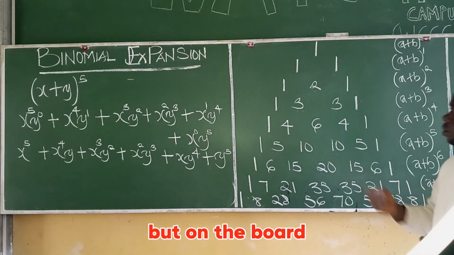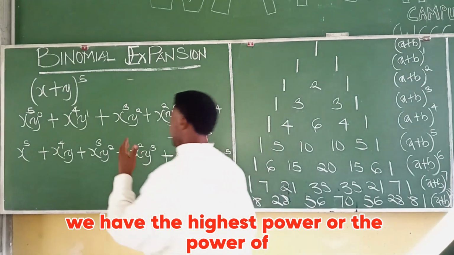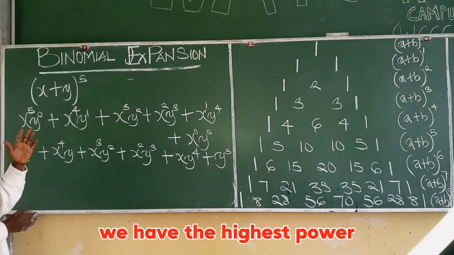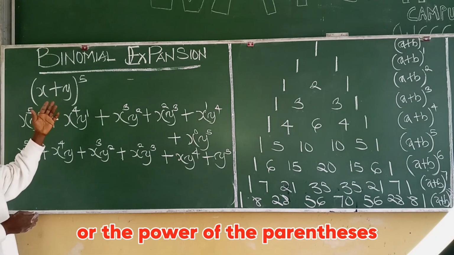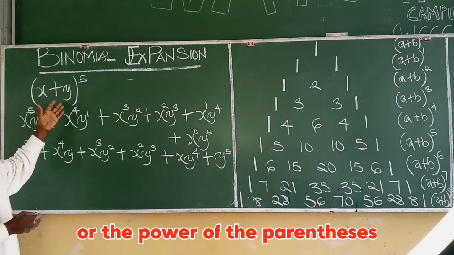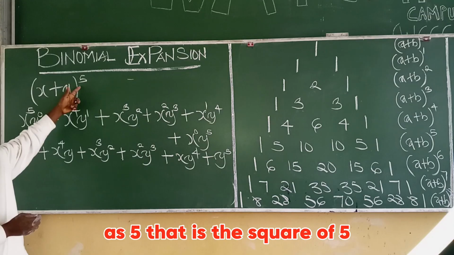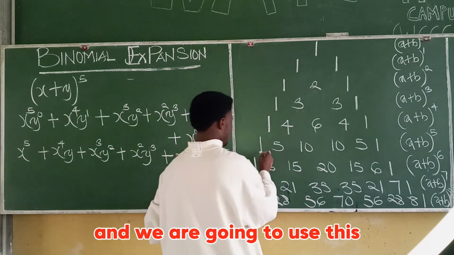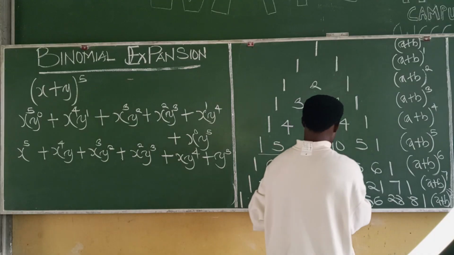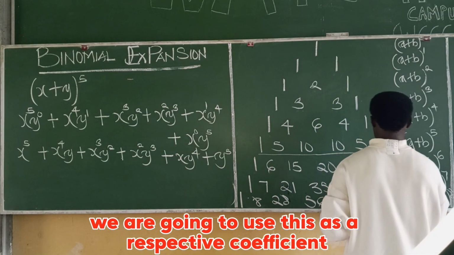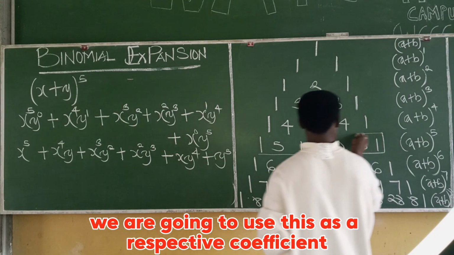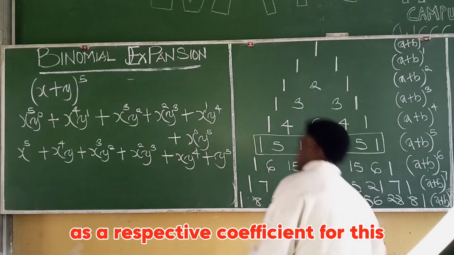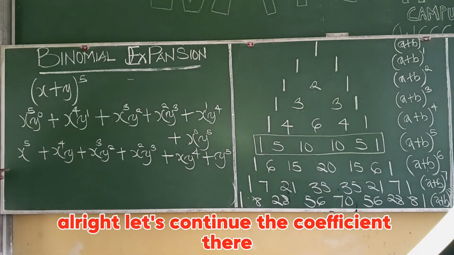But on the board, we have the highest power, the power of the parentheses, as 5. That is raised to the power of 5, and we are going to use this as the respective coefficient for this. Alright, let's continue.